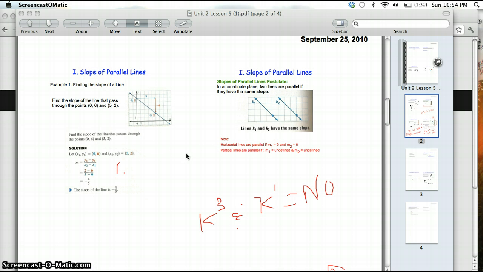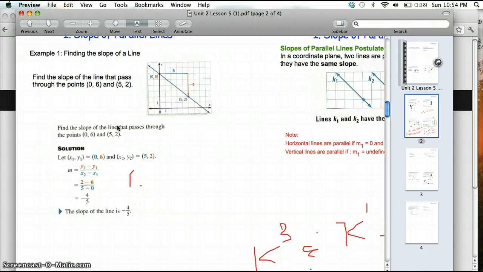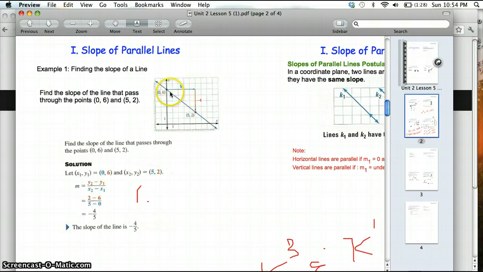So, slope of parallel lines. Now it says finding the slope of a line. Find the slope of the line that passes through the points (0, 6) and (5, 2). So let's zoom in here. The first point is at (0, 6), the second point is at (5, 2). It says find the slope of the line that passes through these points. And here is our line right here.